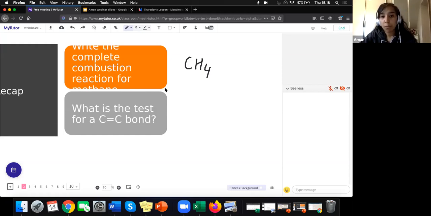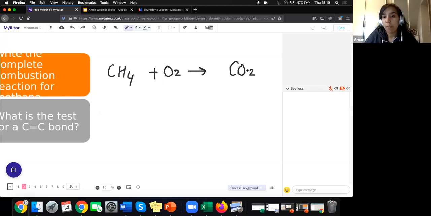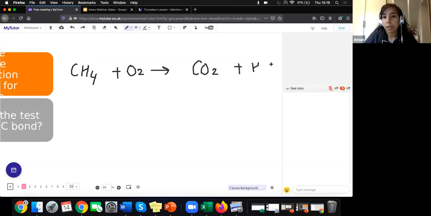Good, it produces carbon dioxide and water. That's complete combustion, excellent. And what does it react with to produce that? Great, oxygen. So the reaction is CH4 plus oxygen, complete combustion, to produce CO2, carbon dioxide, and water. Remember, incomplete combustion tends to produce carbon monoxide or carbon.